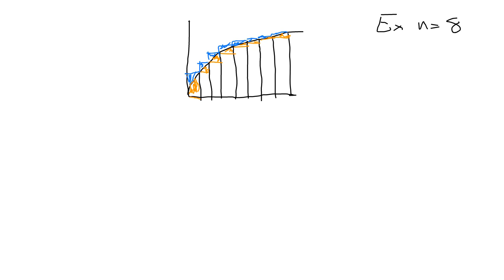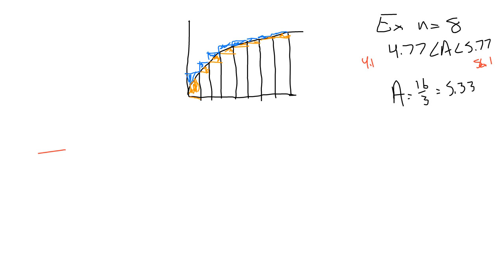That inequality gave us 4.77 is less than A, which is less than 5.77. And when I calculated the actual area, that actual area is 16/3, which is 5.33. We can see that these bounds are closer to the actual one than our initial values were. So that brings us the idea that the more rectangles we have, the better approximation we get.